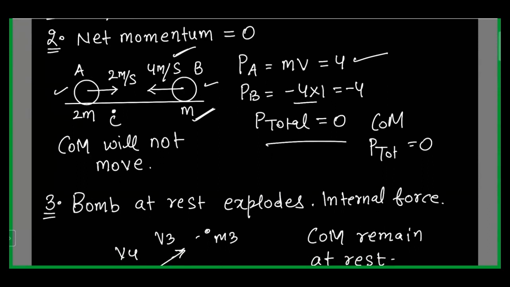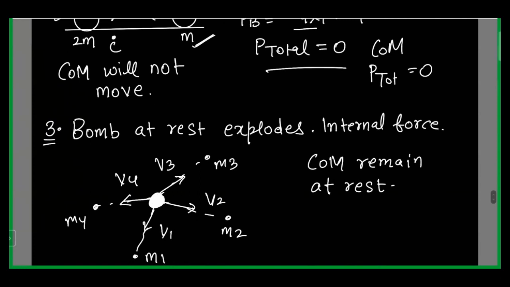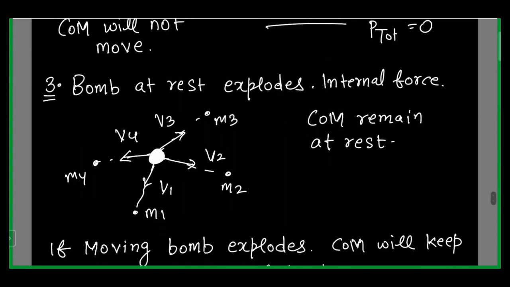Third is even more interesting. Let's say you have a bomb. With the Diwali festival coming up, you put that bomb on fire and it explodes. Now this bomb explodes into 4 parts, M1, M2, M3, M4, and all of them have some velocity. But the center of mass will remain at rest. The center of mass initially was here in the middle. Even after the explosion, it will remain here.